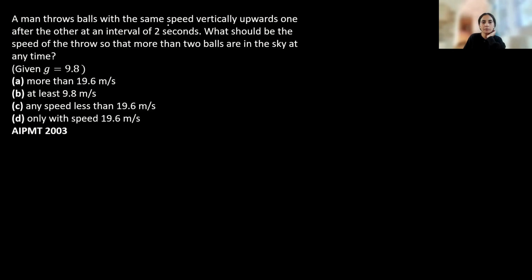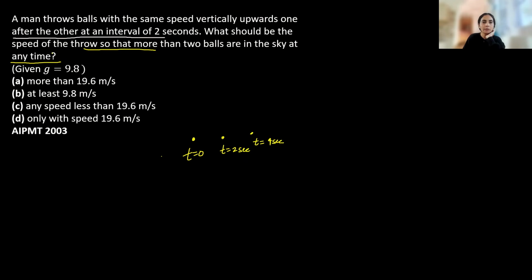A man throws balls with the same speed vertically upward, one after the other at an interval of 2 seconds. ऐसे questions भी बहुत आते हैं, अब तक हमने बहुत कर लिए. What should be the speed of throw so that more than two balls are in the sky at any time? T equal to 0 पे आपने पहला फेंका, T equal to 2 second पे you are throwing the second one, and T equal to 4 second पे you will be throwing the third one, right?